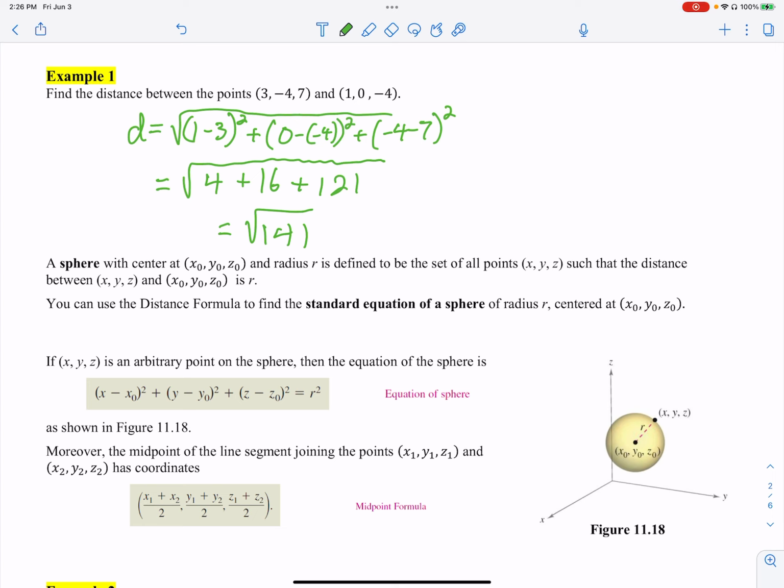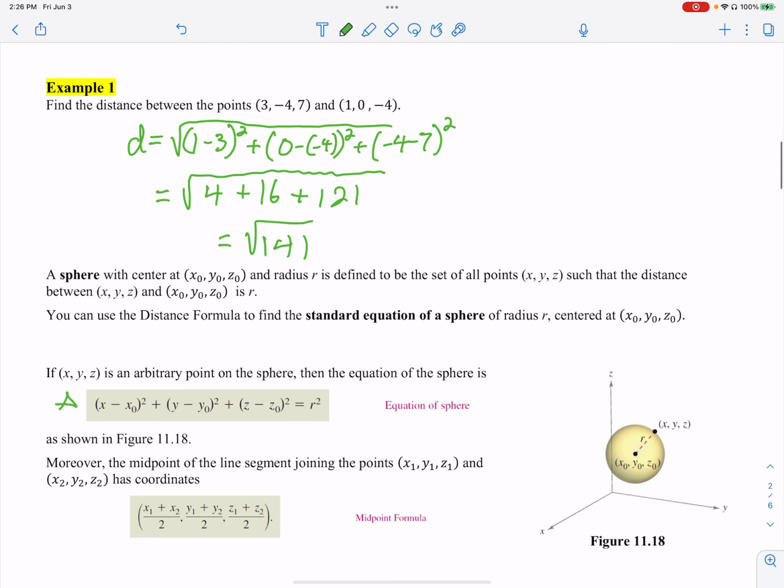Now, remember a circle. Okay, take a look at our box down here. Here's the definition of a sphere. If I cover this up, our third dimension, z, that is the equation of a circle. So adding in that third dimension makes it a sphere.